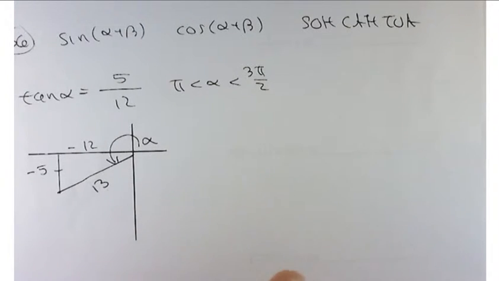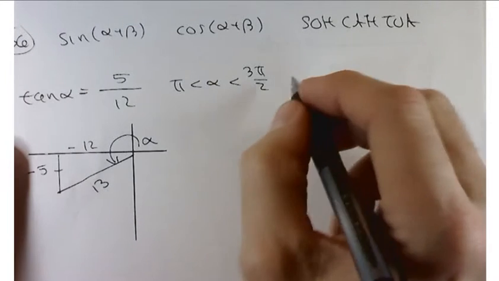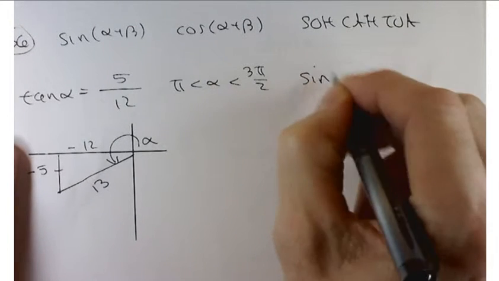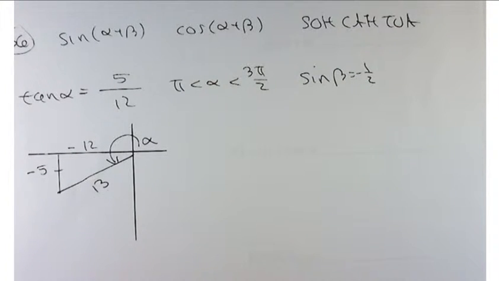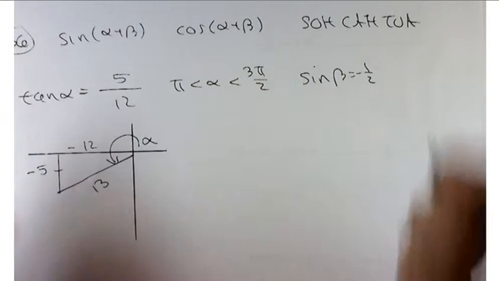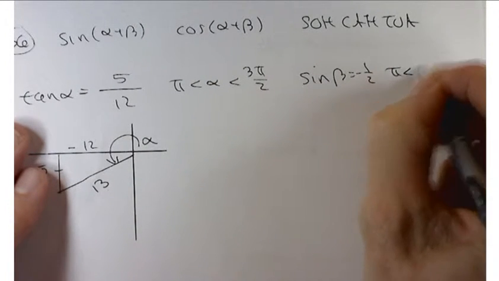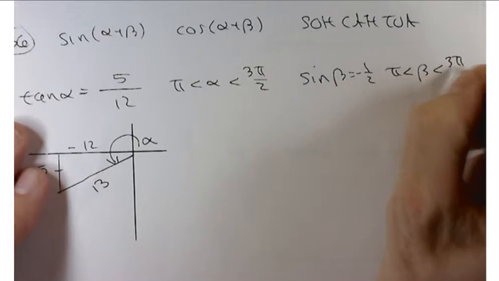Let's just leave this aside for a second. They give us some information about the other angle. They say that sine of beta is negative 1/2, and that beta is an angle, again, in the third quadrant. So pi is less than beta is less than 3 pi over 2.